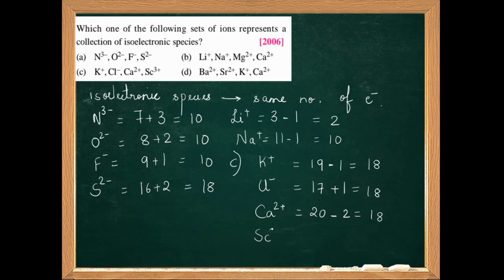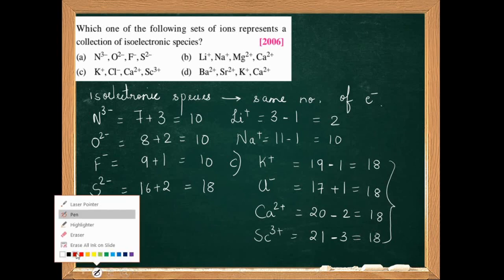And scandium. Scandium atomic number is 21. 21 minus 3 electrons, and the charge is 3, so scandium plus 3. 21 is the atomic number minus 3, which gives us again 18. So if you see, all the 4 have the same number of electrons. So the option C is the right answer.